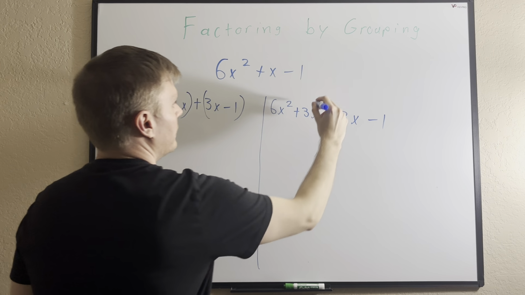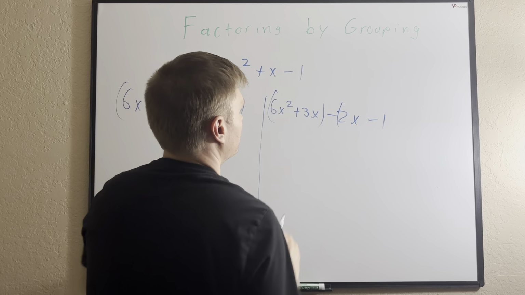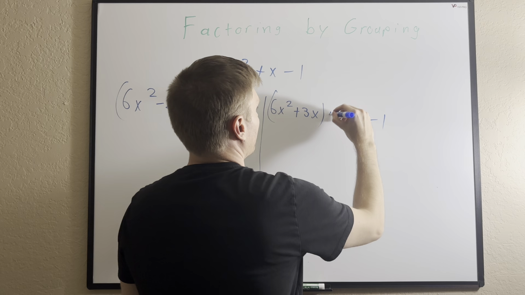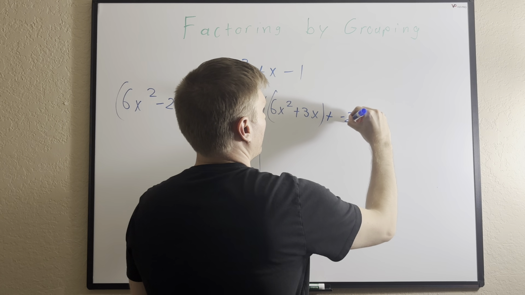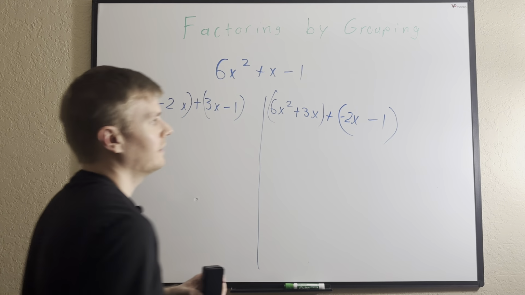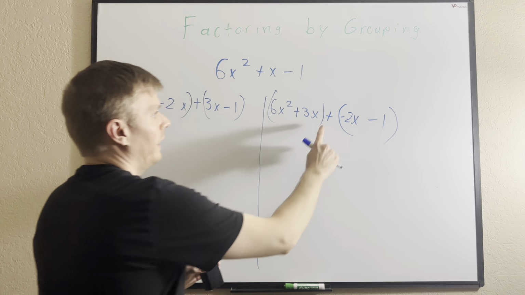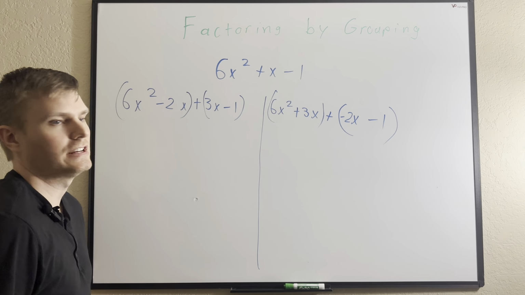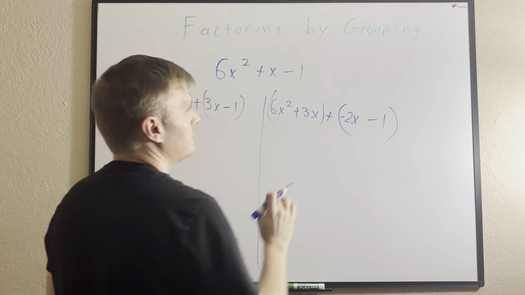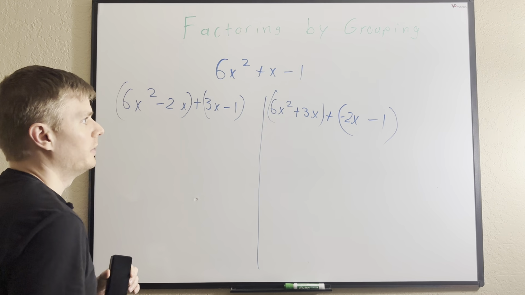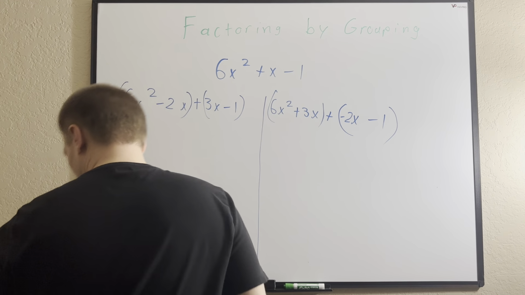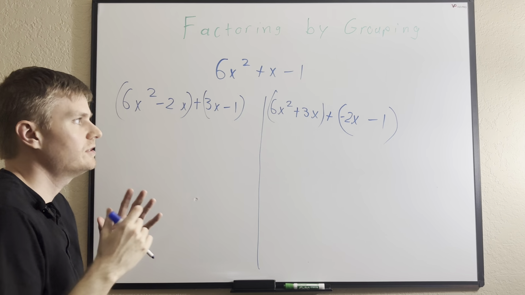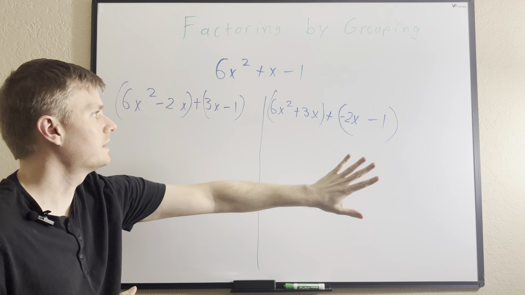Group them together. Might want to include the negative sign when you group them together like that. You're adding a negative, that's the same as subtracting. So what I did there did not change anything. Just want to include the negative sign when I go about finding the greatest common factor there. It's just something I do to make sure I don't mess up the sign.